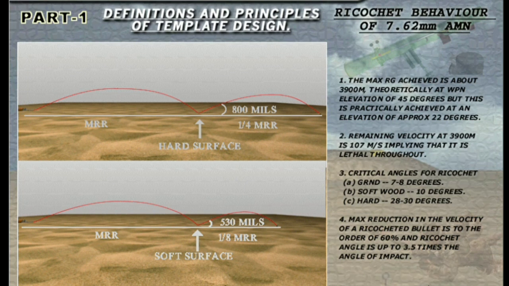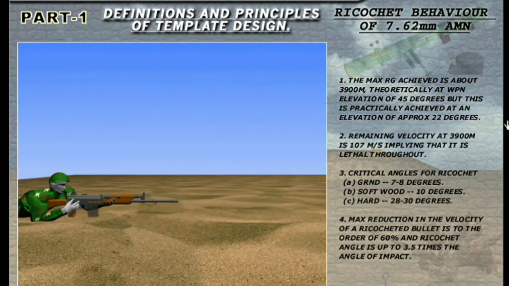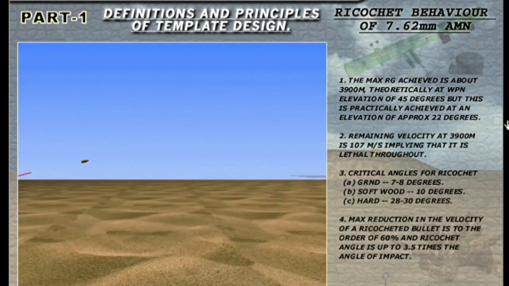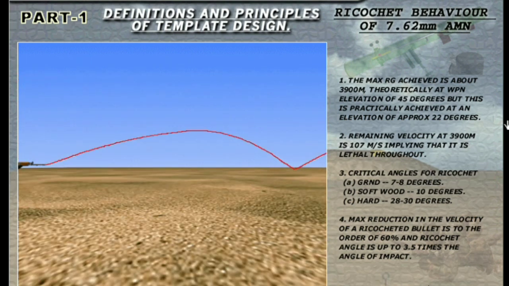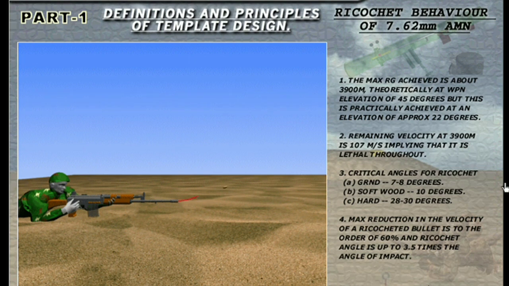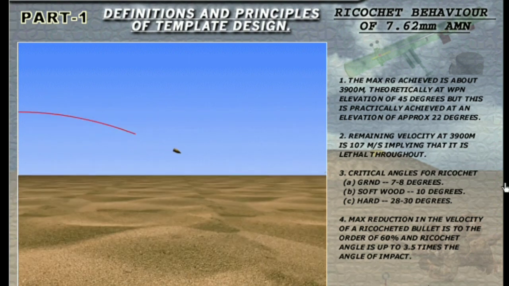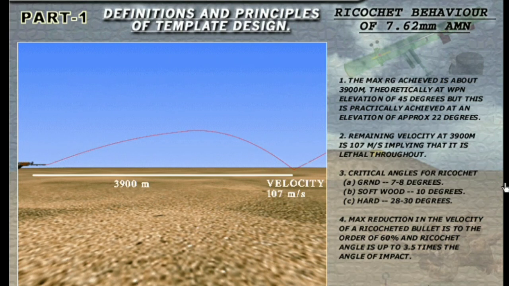Ricochet behavior of 7.62 mm ammunition. The maximum range achieved is about 3,900 meters, theoretically at a weapon elevation of 45 degrees, but this is practically achieved at an elevation of approximately 22 degrees. Remaining velocity at 3,900 meters is 107 meters per second, implying that it is lethal throughout.